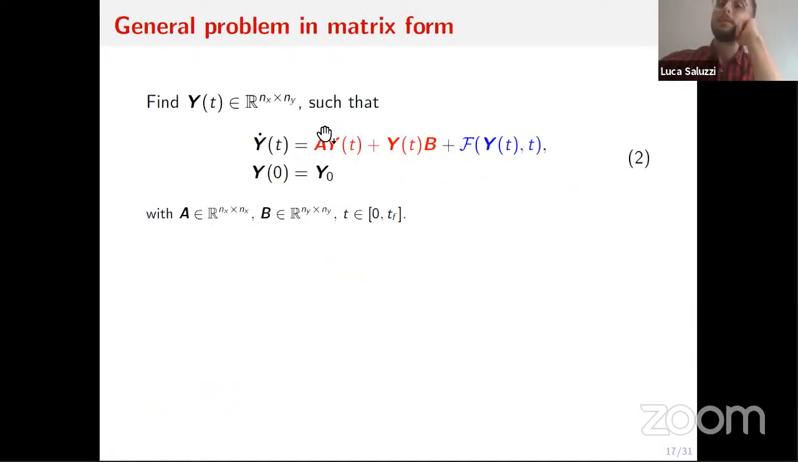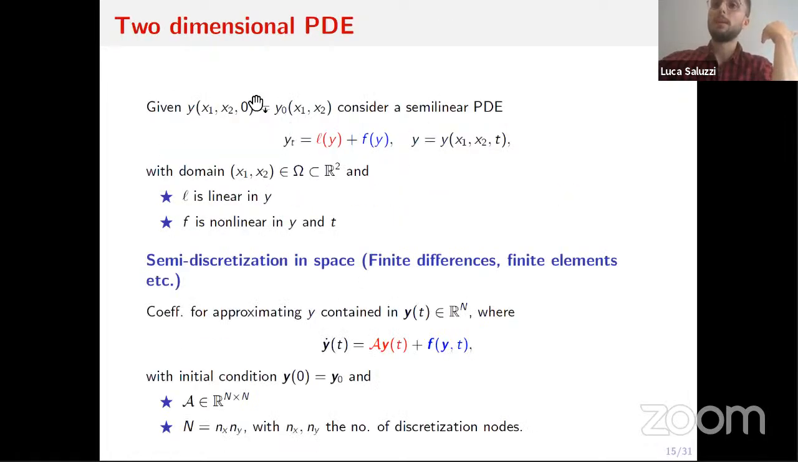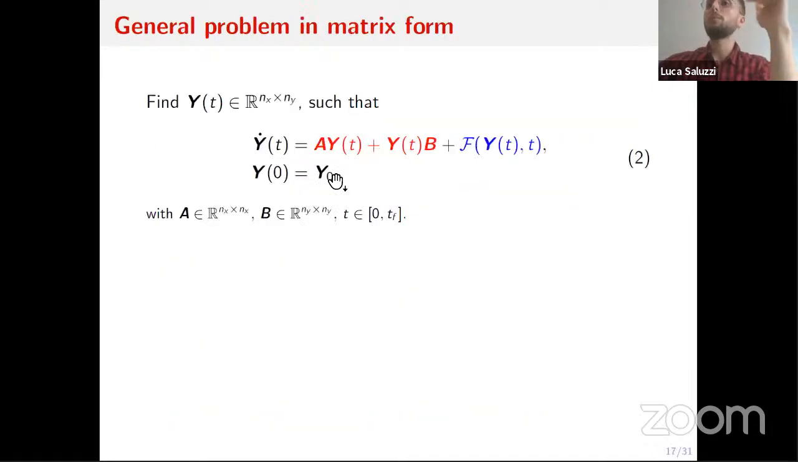In the matrix form, we recall the PDE, exactly the same PDE, this one, but now we are computing in a matricial way. Now Y, you see, is a matrix in R^(nx times ny), and A and B are just the discretization of the operator in 1D. If you think of the Laplacian, A will be just the tridiagonal matrix. And F is the nonlinearity. So now we are considering again, and I repeat, a matrix ODE.